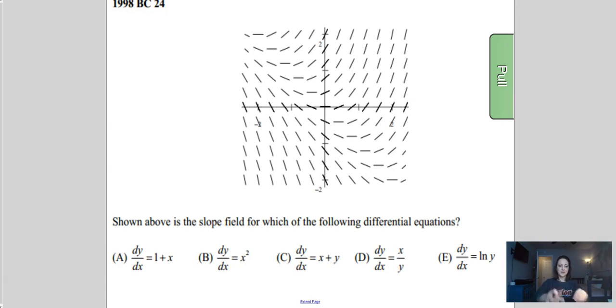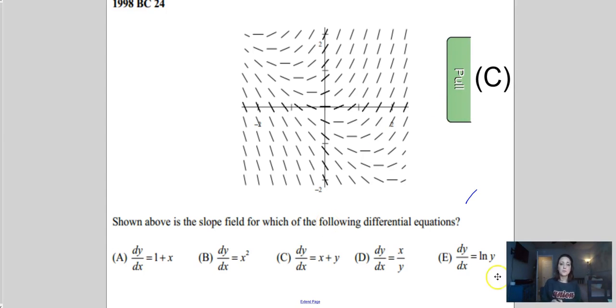Okay, let's see what we got. So the correct answer, oh, where did my mouse go? Well, okay. The correct answer is C, okay? What I like to do is, honestly, again, just pick a point. So start at a point. Like at the origin, I can see that I should be getting 0 slope. Okay, so if I plug in 0, 0, I get 1 for this differential equation. I do not get the correct slope of 0, so that can't be it.